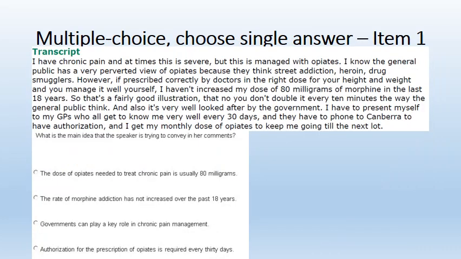Moving to the next one. Multiple choice, choose single answer, another question type here. So I'm reading you the script.